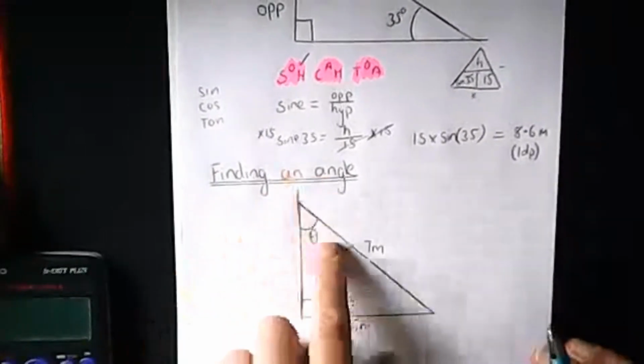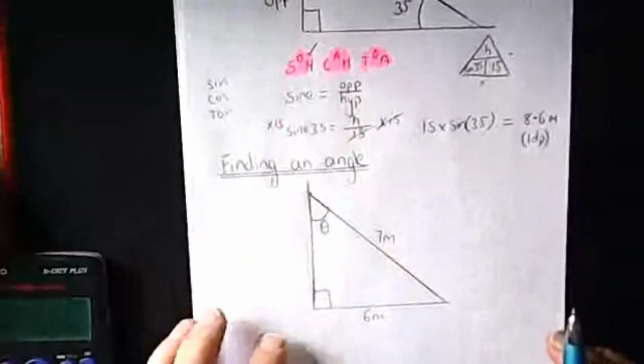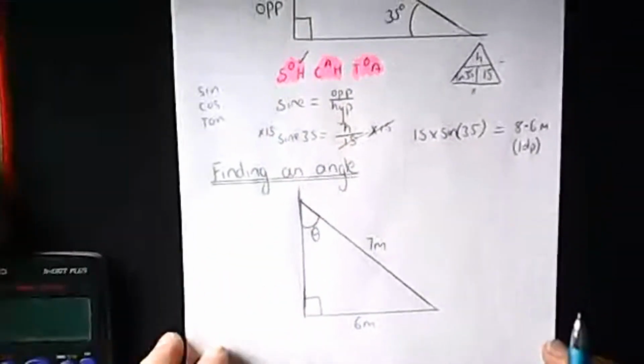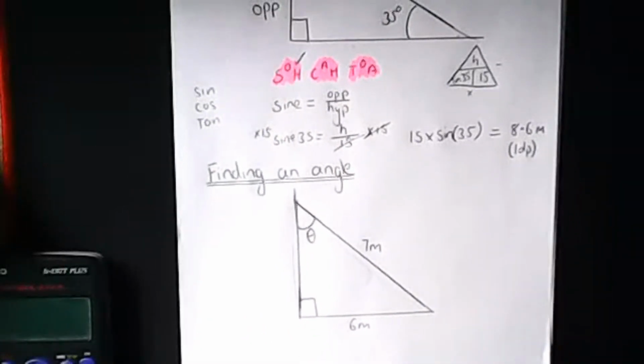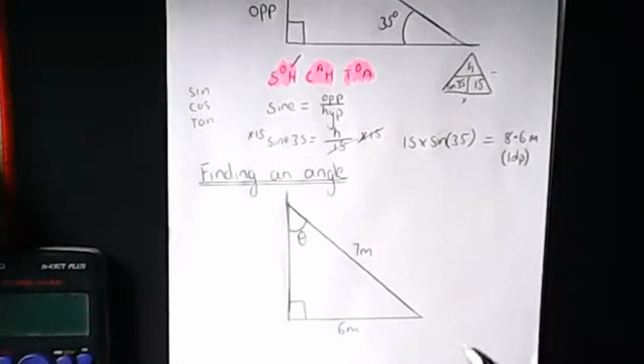So the first thing is we're going to do exactly the same as what we've done up here. We're going to label the angles, the sides. We're going to pick the trigonometry function. We're going to substitute in, and we're going to go from there. So let's have a look then.